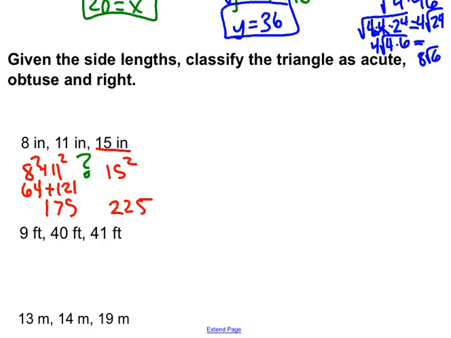Well, obviously, these two values are not equal. You can tell that. So we want to think about a squared plus b squared. Are they less than or greater than that 225? They're less than. Anytime that c squared is bigger, that means you have an obtuse triangle, because that means the square of the hypotenuse is longer. And so in this one, we're actually going to have an obtuse triangle.